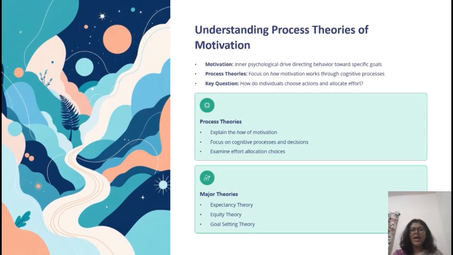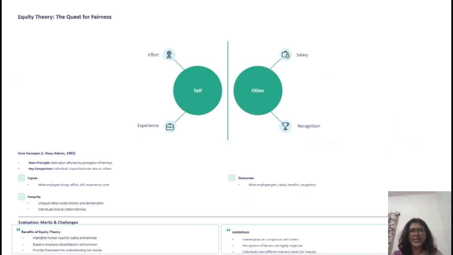Thank you. I'm Neha Jacob from the first year MBA batch. So I'll be explaining the equity theory of motivation, a key process theory that helps us understand how fairness influences employee motivation. So what is equity theory? Equity theory was proposed by John Stacey Adams in 1963.